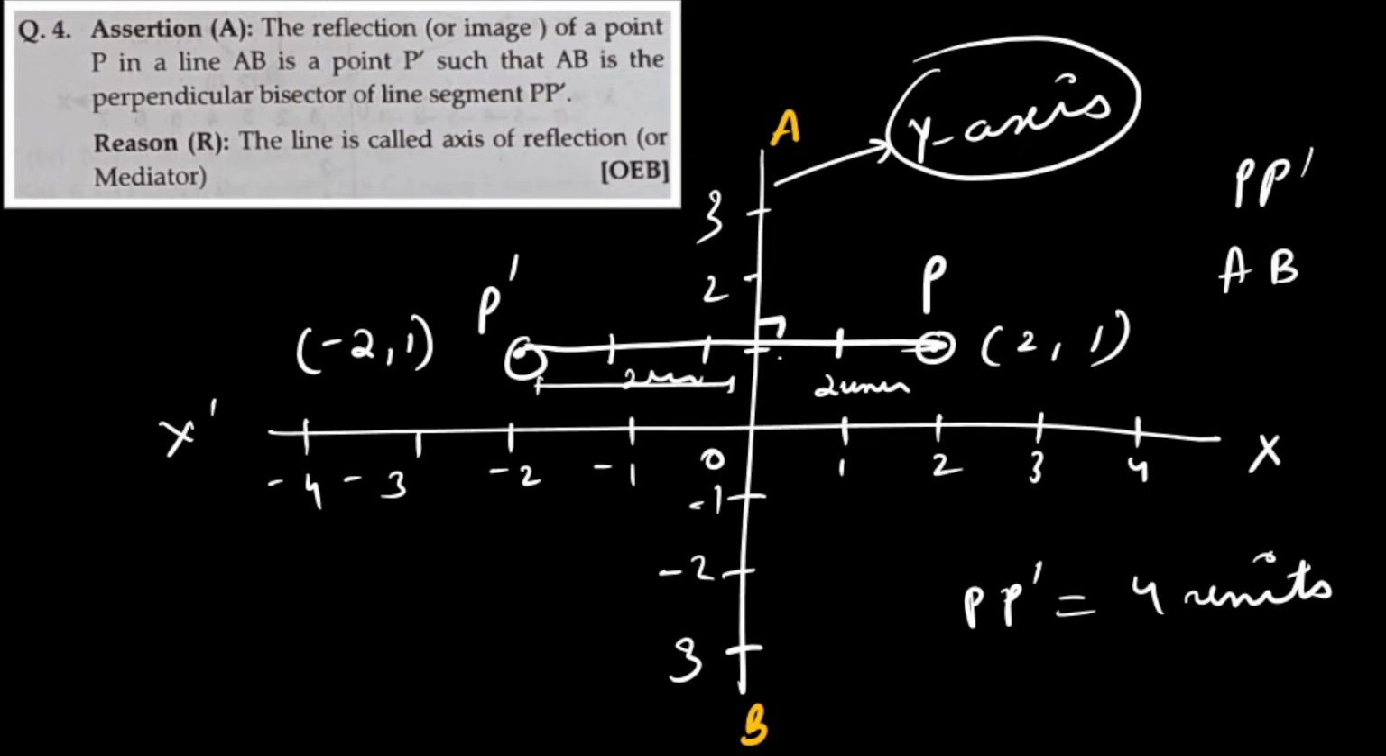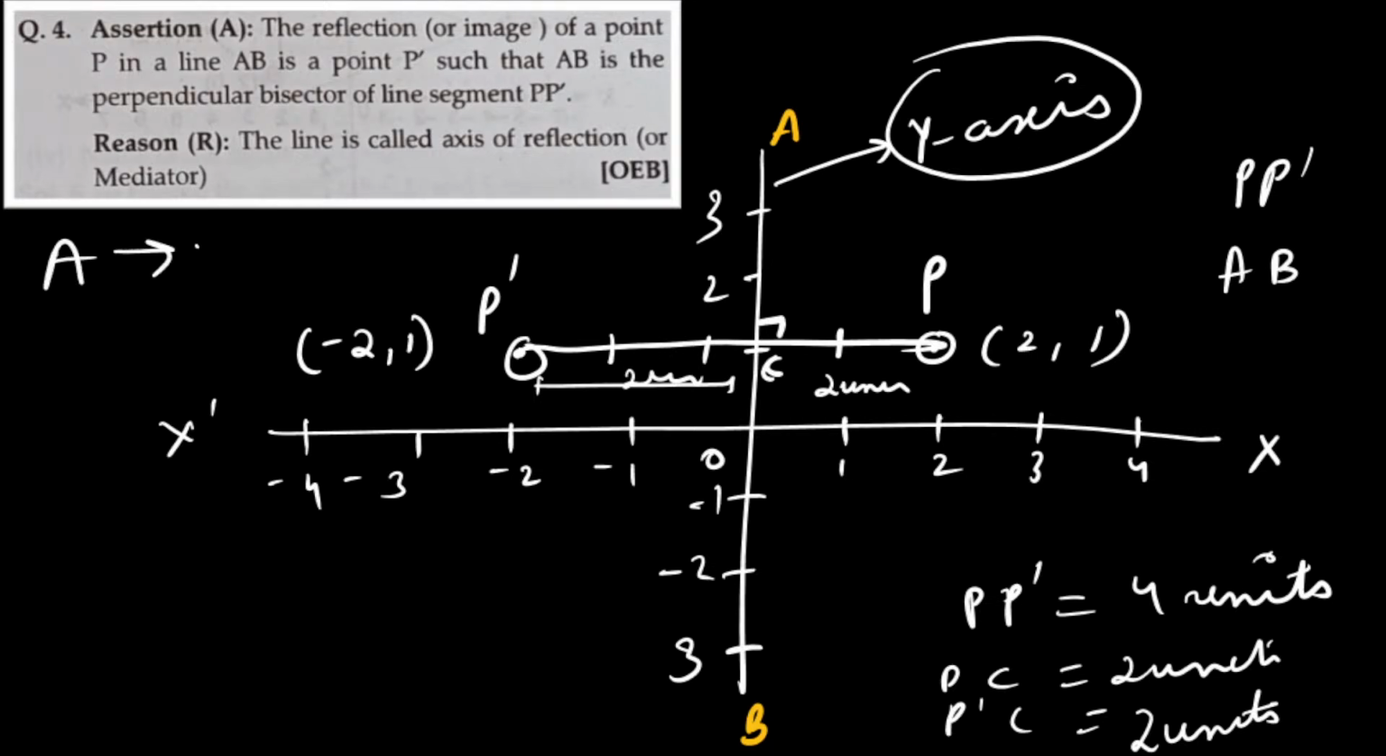So here if I say any point C is there, PC is also 2 units and P dash C is also 2 units. So AB is perpendicular, and it is also bisecting the line PP dash. So that means it is true. Assertion here also is true. So is it clear to everyone?